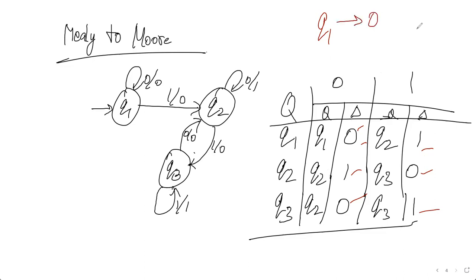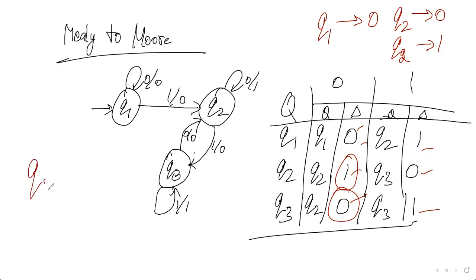Then we have Q2. Q2 is mapped to 0 as well as Q2 is mapped to 1, and you can see 1 here and 0 here. Similarly, Q3 is mapped to 0 as well as Q3 is mapped to 1, as you can see here and here. Yes or no? So I hope this is clear.